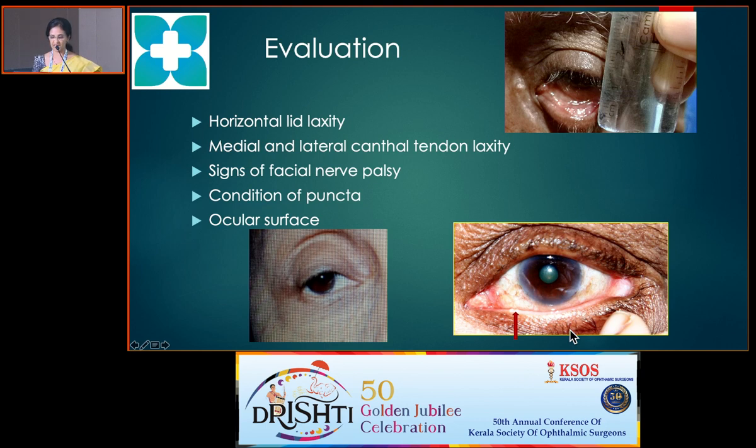And about the lateral canthal tendon laxity, the lateral canthal angle normally has an acute configuration. So when it is rounded like this, that means there is disinsertion or laxity of the lateral canthal tendon. And if you pull the lateral canthal tendon medially more than 2 millimeter, that means there is laxity.